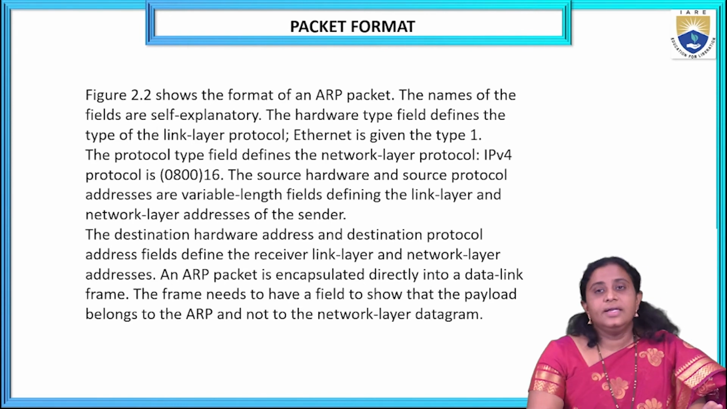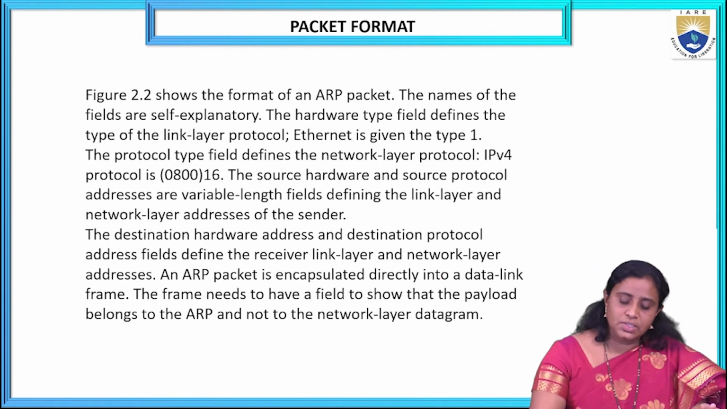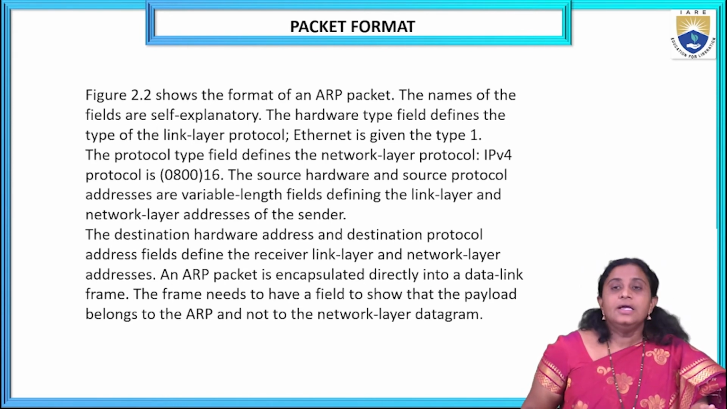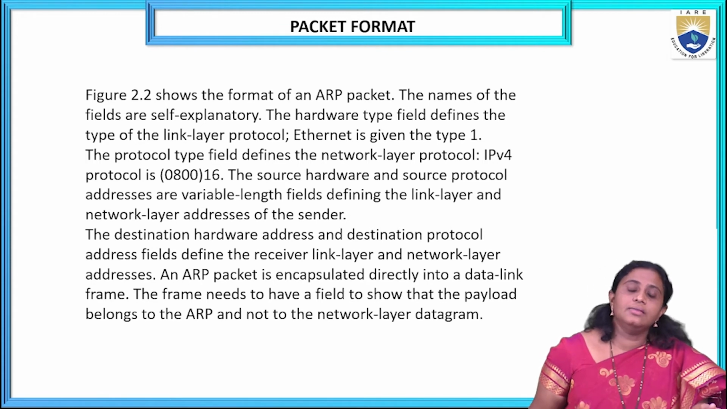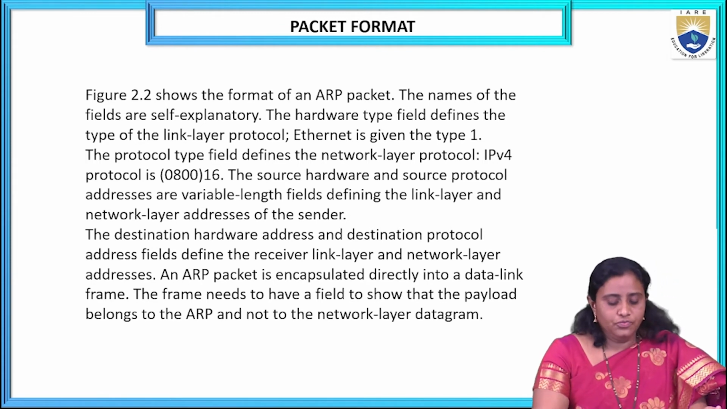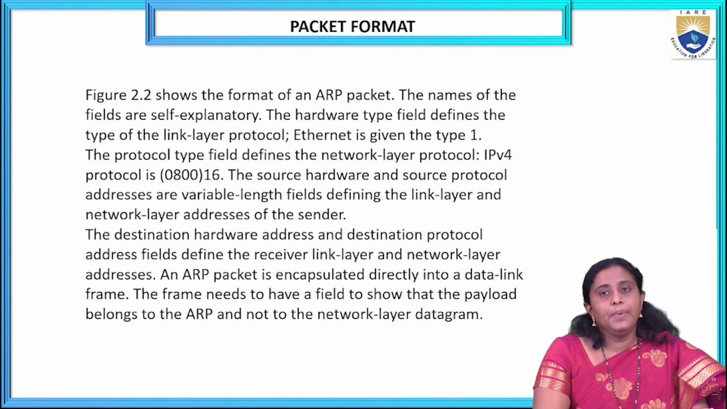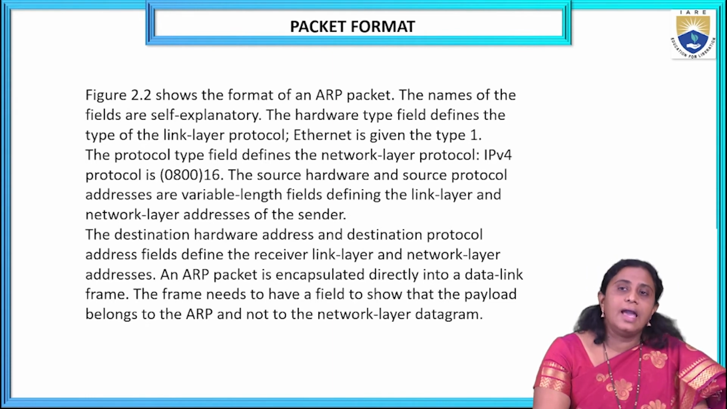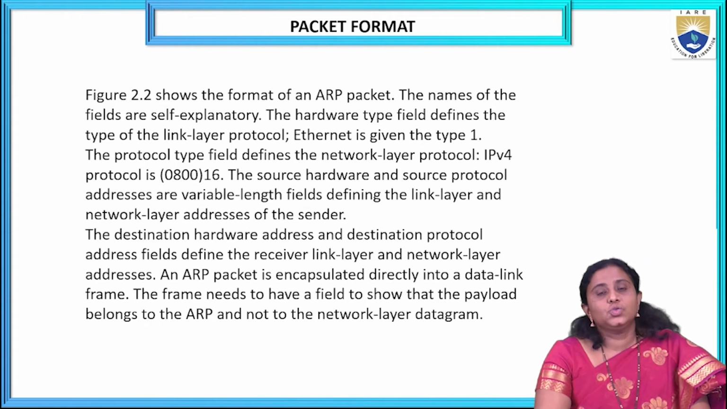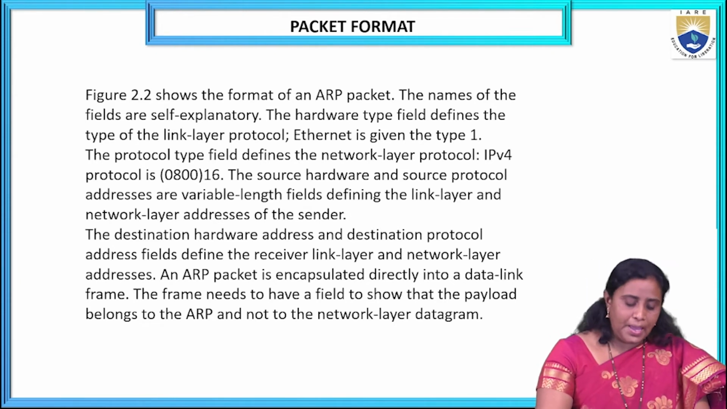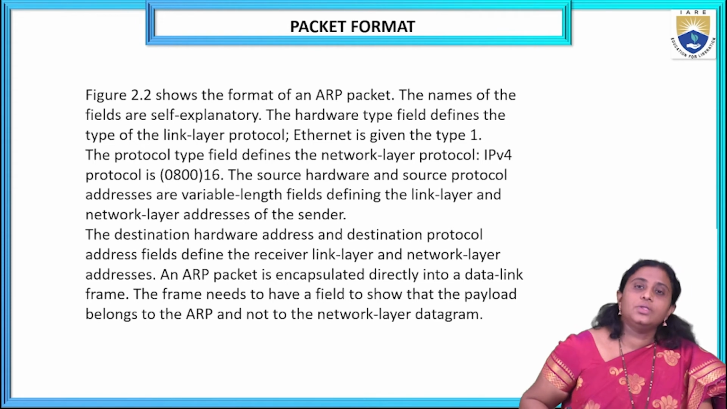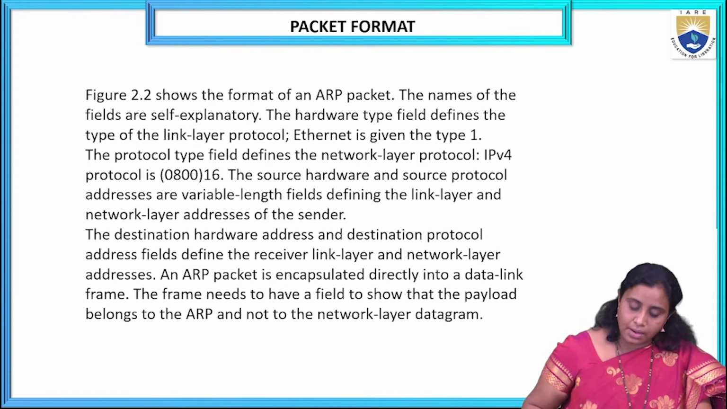Here the destination hardware address and destination protocol address fields define the receiver's link layer and network layer addresses. An ARP packet is encapsulated directly into a data link layer frame, and the frame needs to have a field to show that the payload belongs to ARP and not to the network layer datagram.